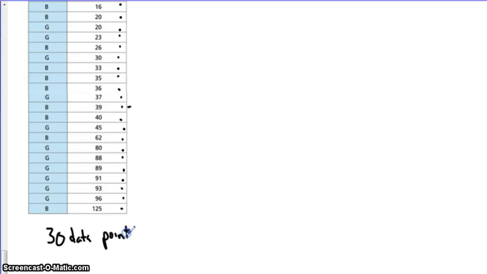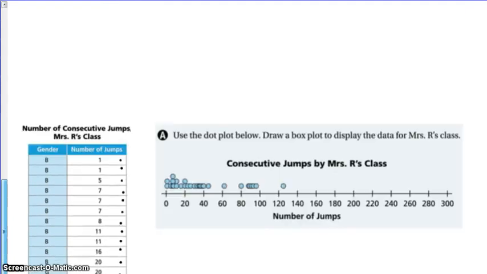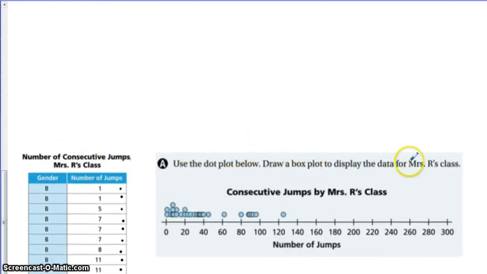Okay, so this is going to be an even set. And now, in order to draw a box plot on this information, I'm just going to draw it right on top of here.